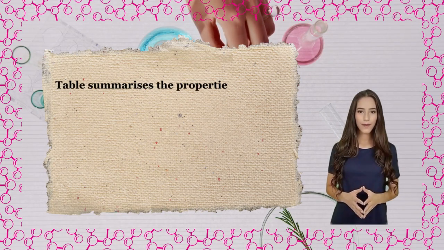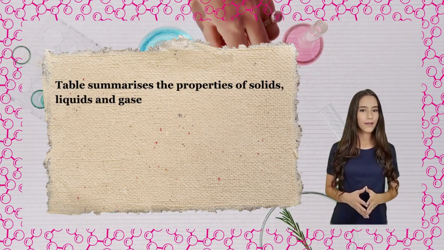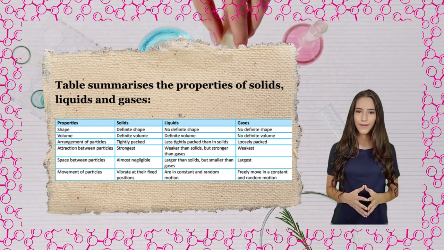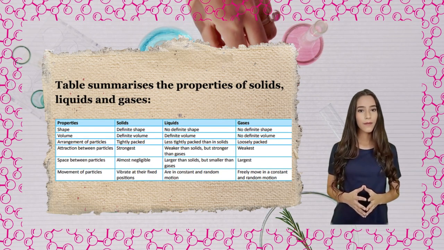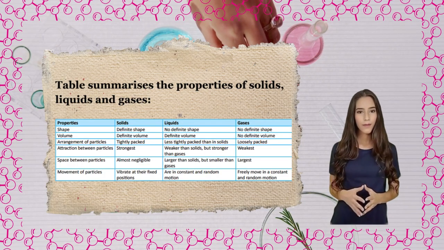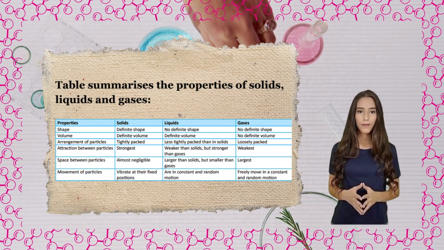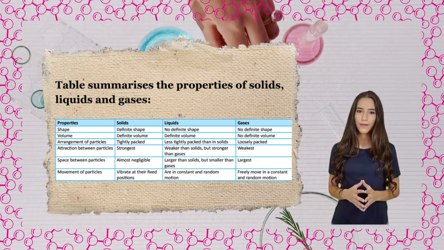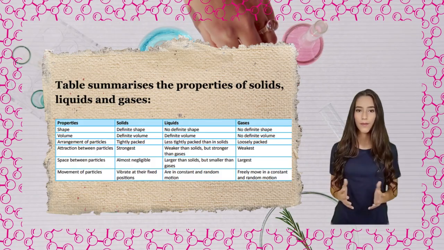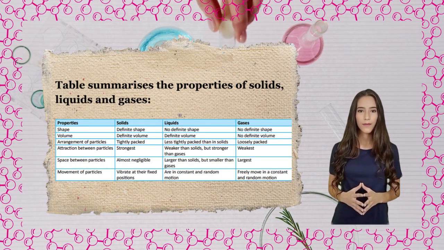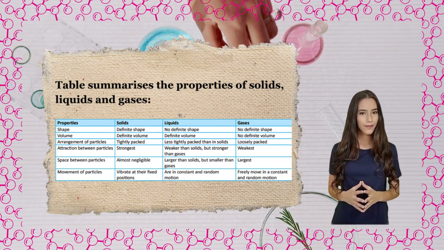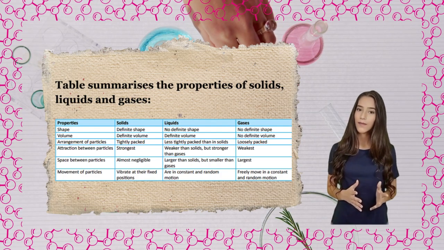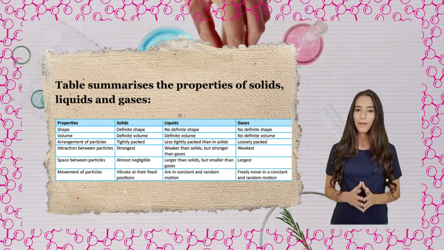The table summarizes the properties of solids, liquids, and gases. Properties: solids, liquids, gases. Shape: definite shape, no definite shape, no definite shape. Volume: definite volume, definite volume, no definite volume. Arrangement of particles: tightly packed, less tightly packed than in solids, loosely packed.